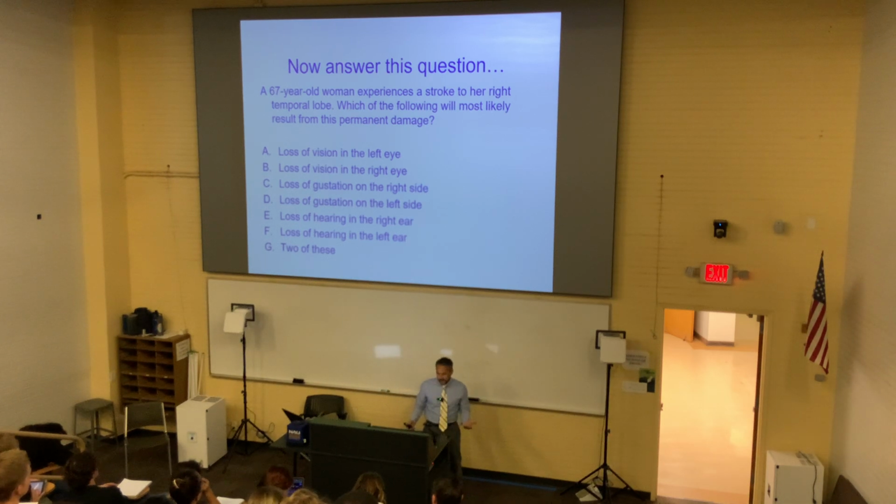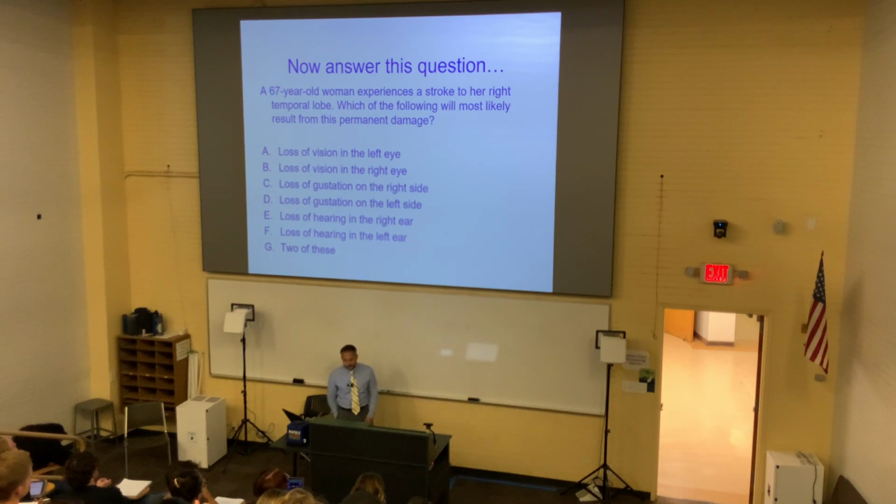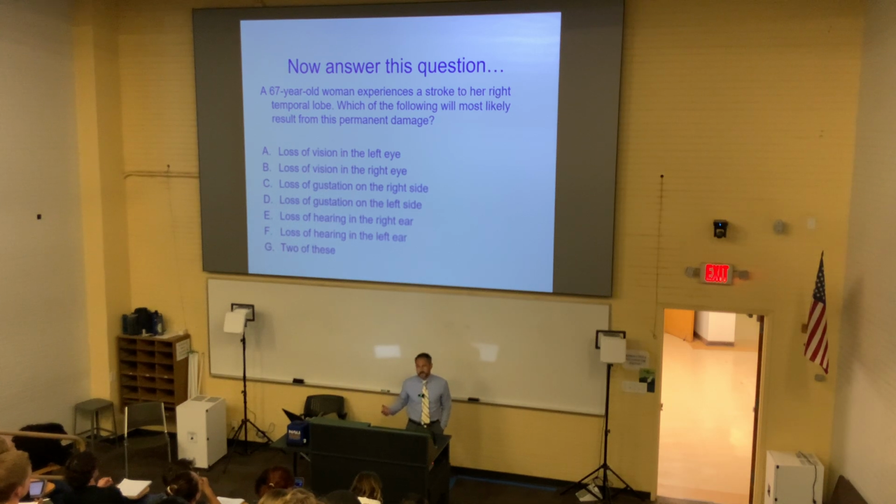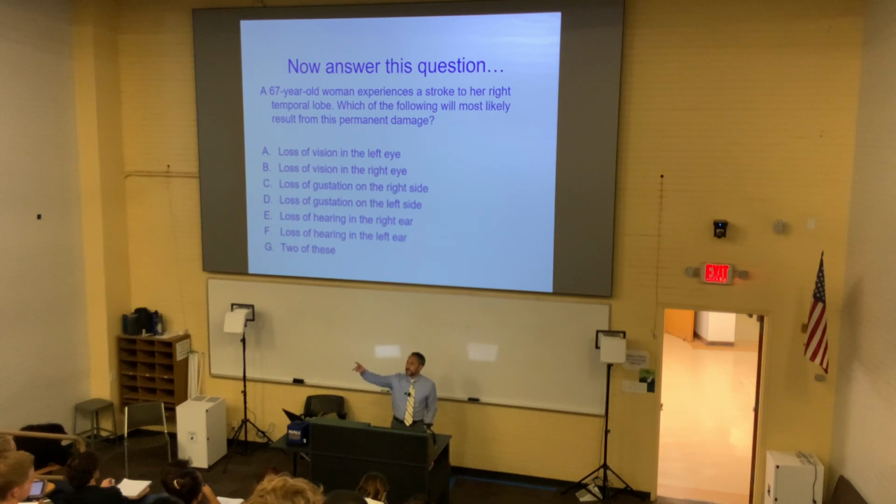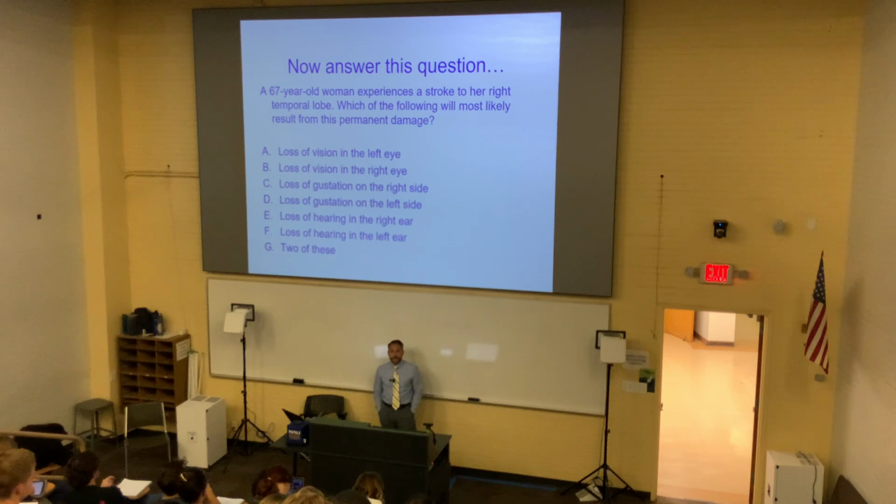Now in the exam, I don't have F and G, so it's a little overkill on the number of answers. But read them through. Raise your hand if you think you got it. What's gustation? Taste. Okay. You got it back here? Okay, let's hear it. Loss of gustation on the left side, yeah. And loss of hearing on the left. Yeah. So G, two of these, right? Agreed. That was that crossing over thing that I had to explain to you before I showed this one.